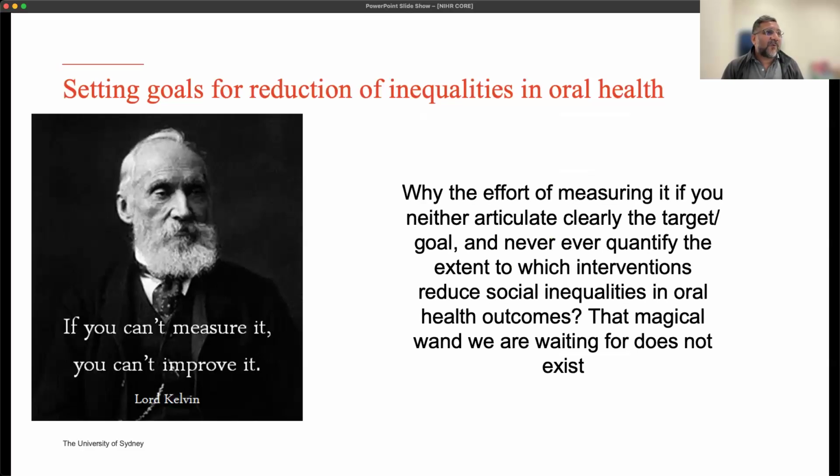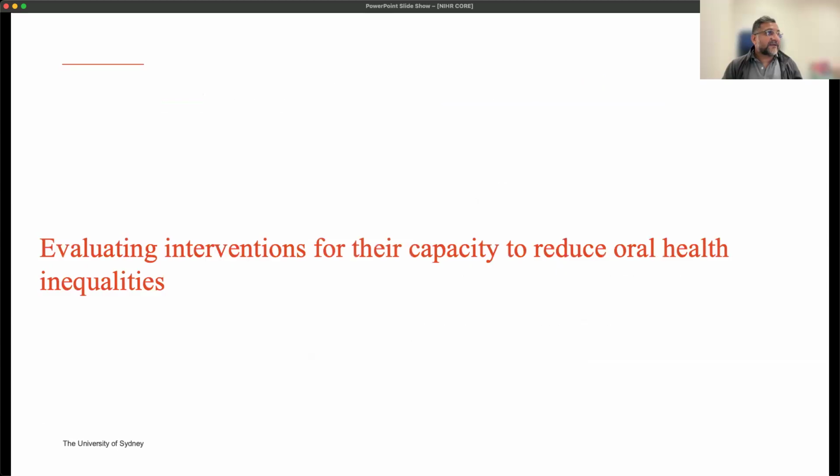And then I spoke a little bit about it, but I think the bigger problem I feel is, why the effort of measuring it if you can neither articulate clearly the target goal nor ever quantify the extent to which interventions reduce inequalities? That magical one we think that will come and eliminate inequalities is never going to happen. So we need to have realistic discussions and hold people accountable to the extent we want people to deliver reduction in inequalities in oral health outcomes.